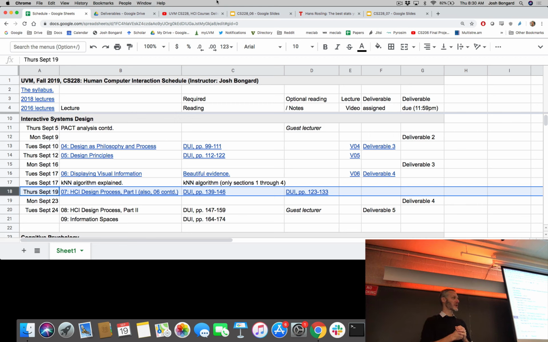A couple of housekeeping notes about the schedule before we get started. Next Monday and Tuesday, I'm going to be at a meeting in Chicago, so I will not be here. You will have another guest lecturer who will carry on and bring you almost to the end of our second theme on issues of design as it relates to interactive systems.